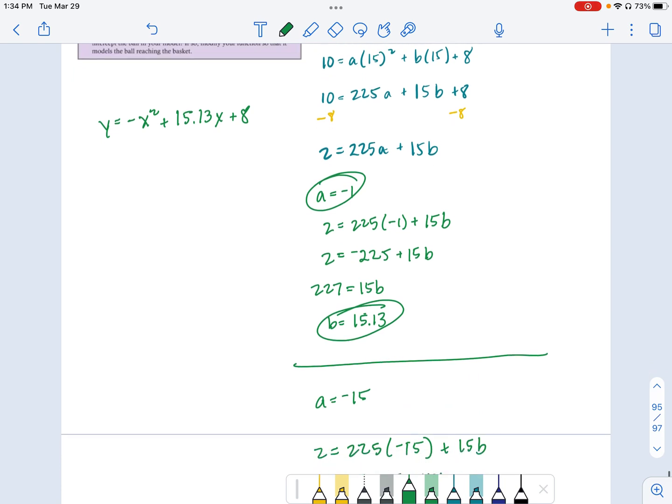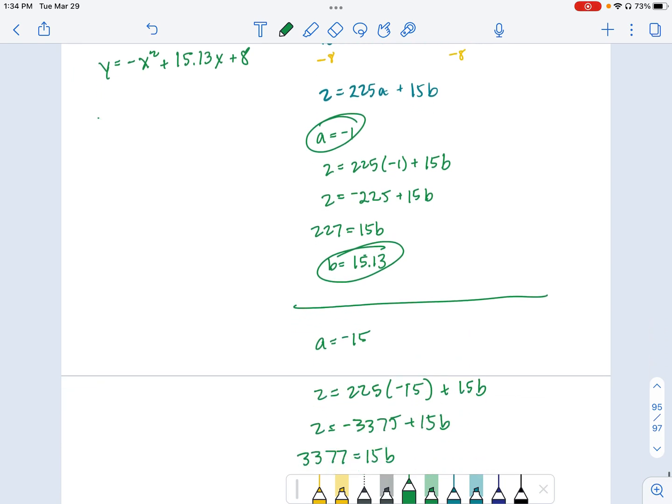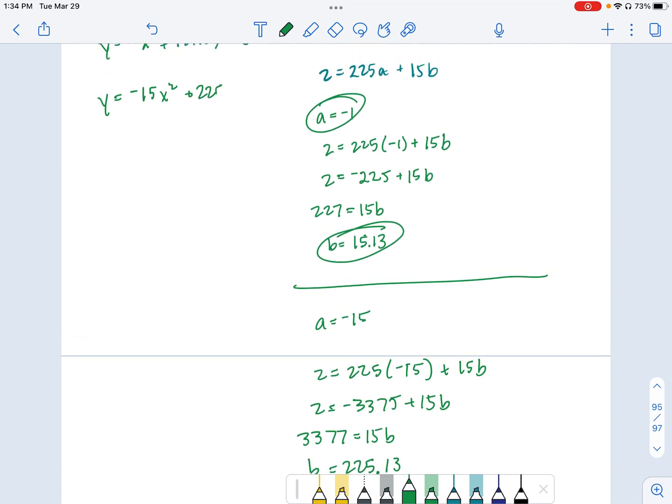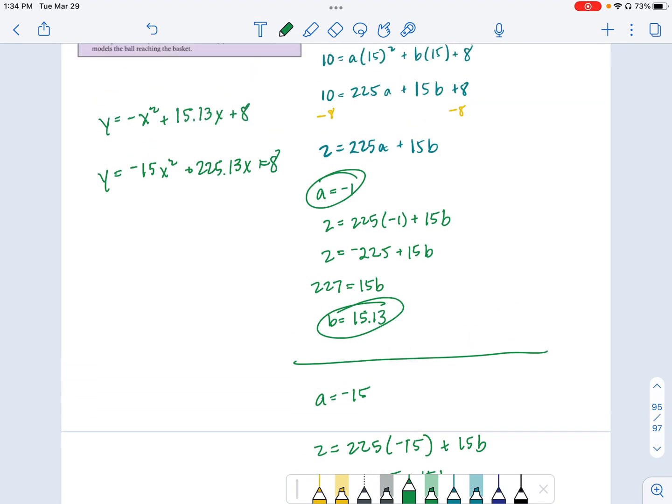And so we could also have an equation, y equals -15x squared plus 225.13x plus 8. If you graph both of those equations, you'll be able to see that they both create paths for the basketball to enter the basket.